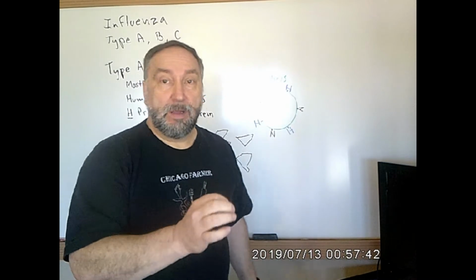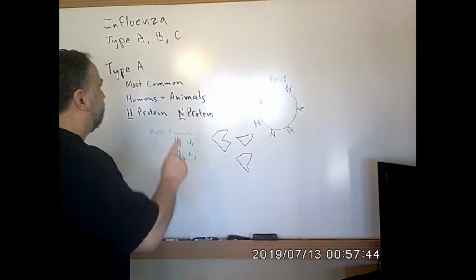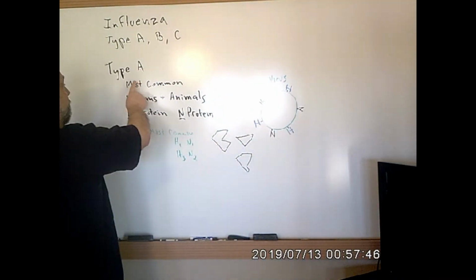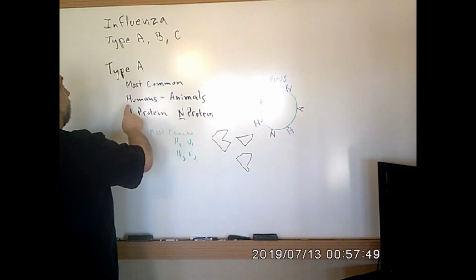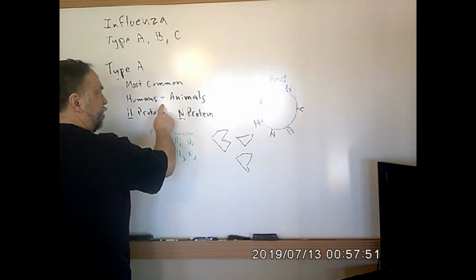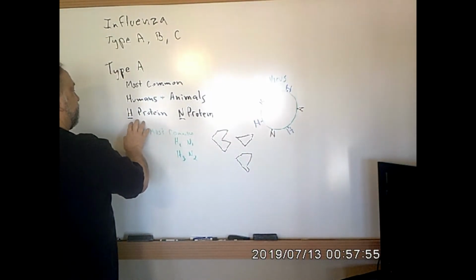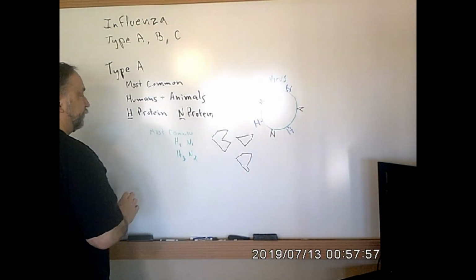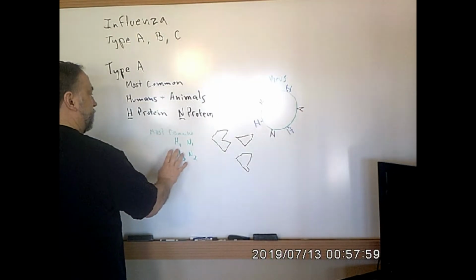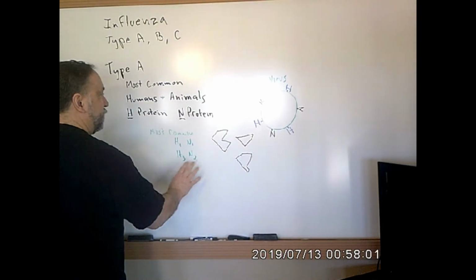Now let's talk a little bit more about influenza A. Influenza A is the most common. They find it in humans and in animals. And like I said, they have an H protein and an N protein. The most common form is an H1N1 and H3N2.